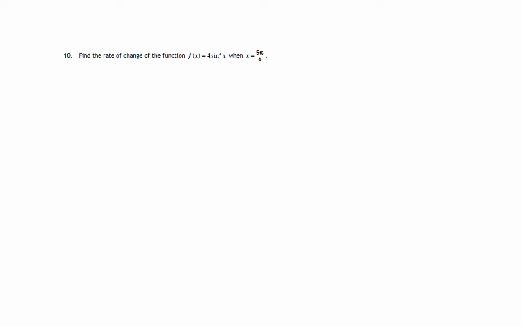So this is question 10 from paper 1 of the SQA Curriculum for Excellence Higher Specimen paper. We're asked to find the rate of change of this function at a particular value of x. Rate of change means differentiating, so we've to find f dashed of x. This is going to involve the chain rule. This is 4 times something cubed.